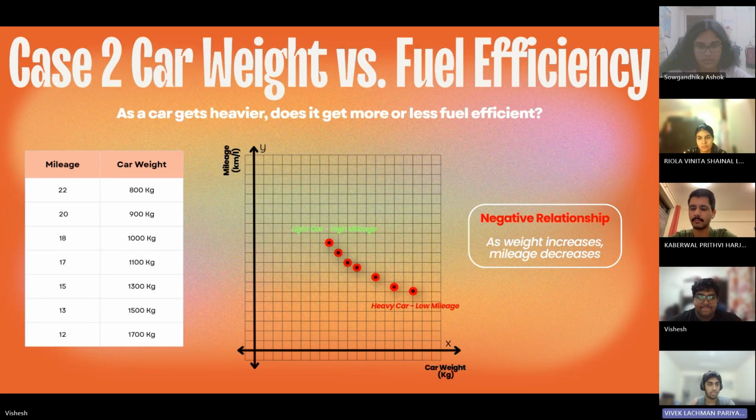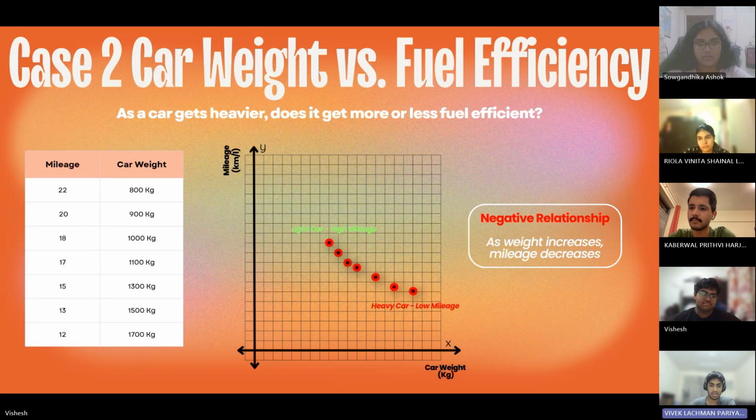Same idea, but opposite story. Thanks, Prithvi. We just saw the line going up. Keep this in your mind because my graph does the opposite thing. A quick question. When a car gets heavier, does the mileage get better or worse? Naturally, a heavy car needs more energy, so most of you probably guessed worse. Let's look at the data.